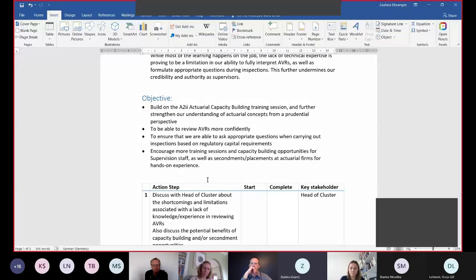And basically our action steps, I've come to realize, are mostly administrative. We have effectively, I don't think my screen is being shared, is it?